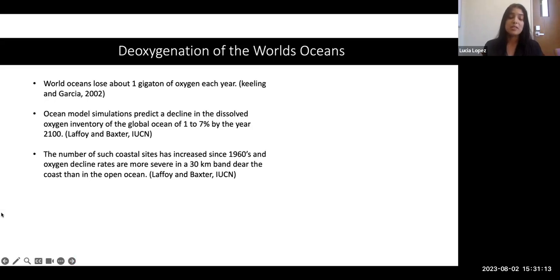So a little bit about the reason why I chose this topic is it's been a prevalent concern in environmental research. Some environmental research has said that the oxygen levels of the ocean have decreased about 1 gigaton each year. And ocean model simulations predict a decline in dissolved oxygen inventory of the global ocean of 1 to 7% by the year 2100. And it's very severe in coastal locations within a 30-kilometer band of the coast.